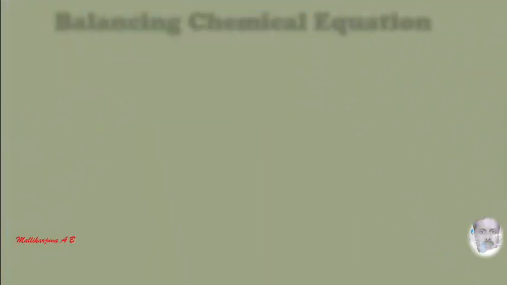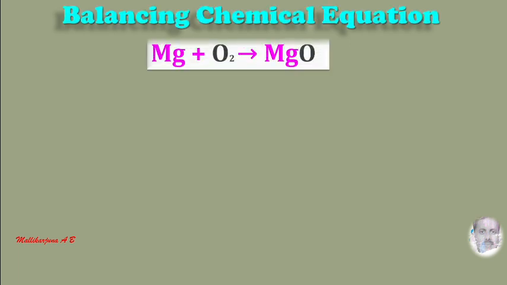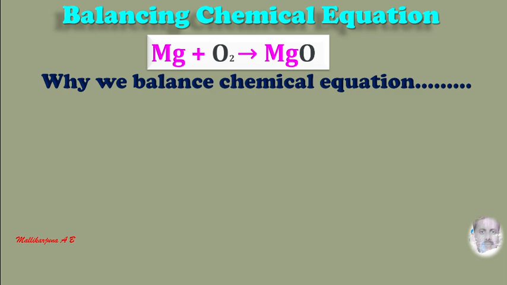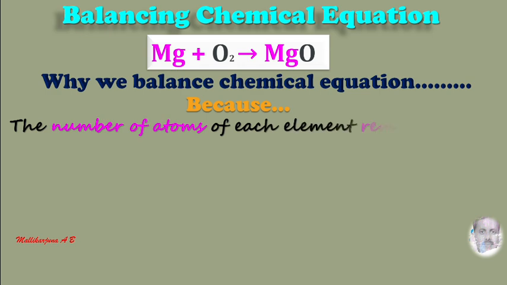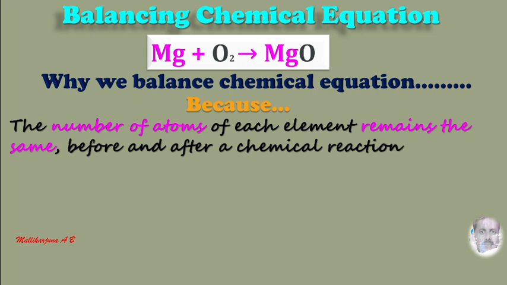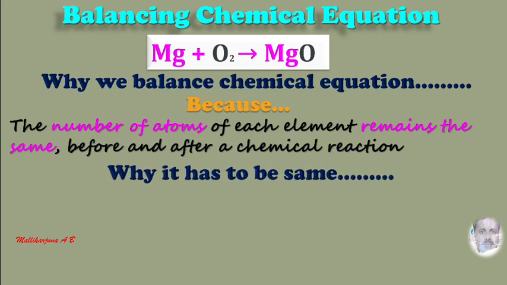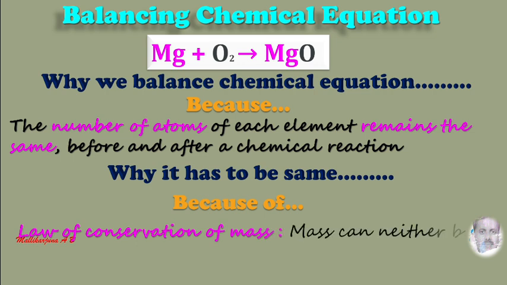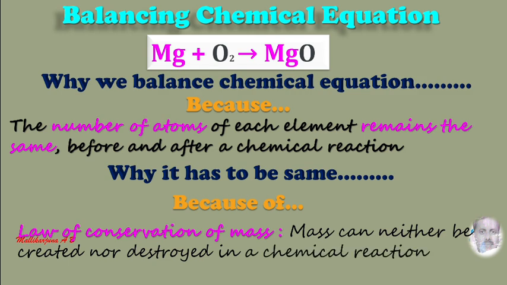Balancing a chemical equation. Magnesium burns with oxygen to form magnesium oxide. Why do we balance a chemical equation? Because the number of atoms of each element remains the same before and after a chemical reaction. Why does it have to be the same? Because of the law of conservation of mass: mass can neither be created nor destroyed in a chemical reaction.